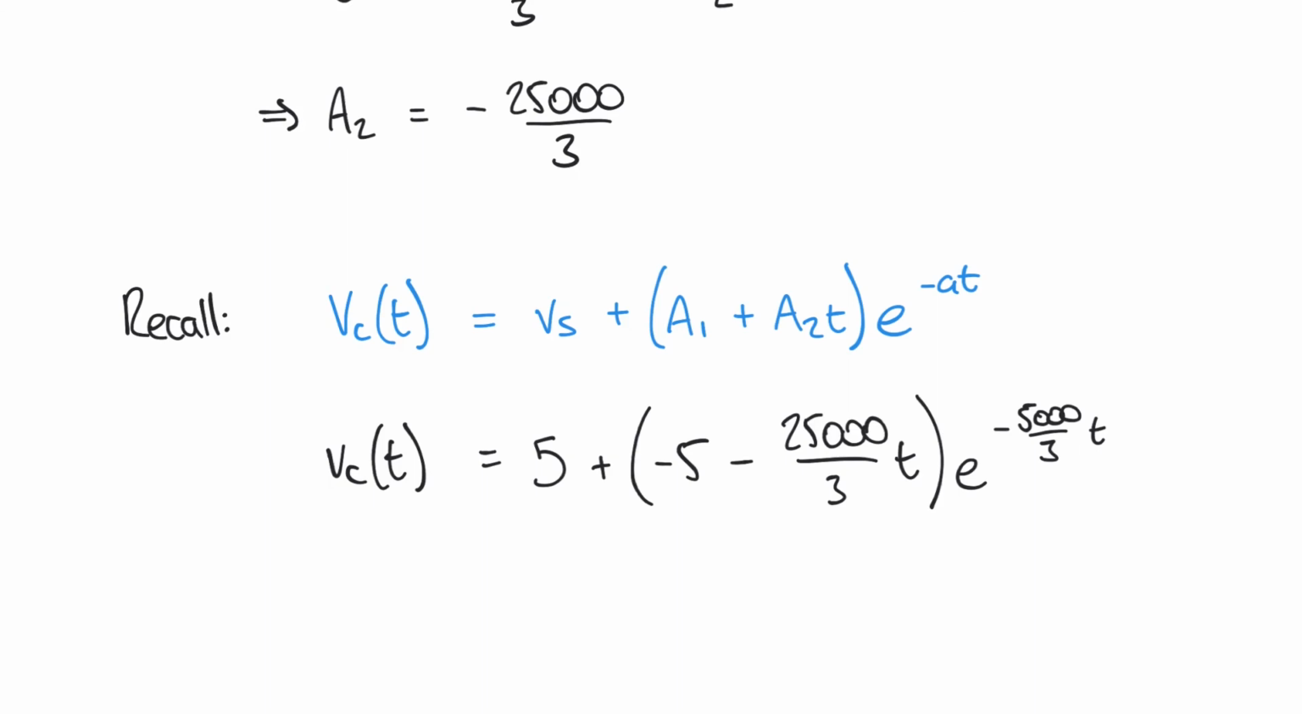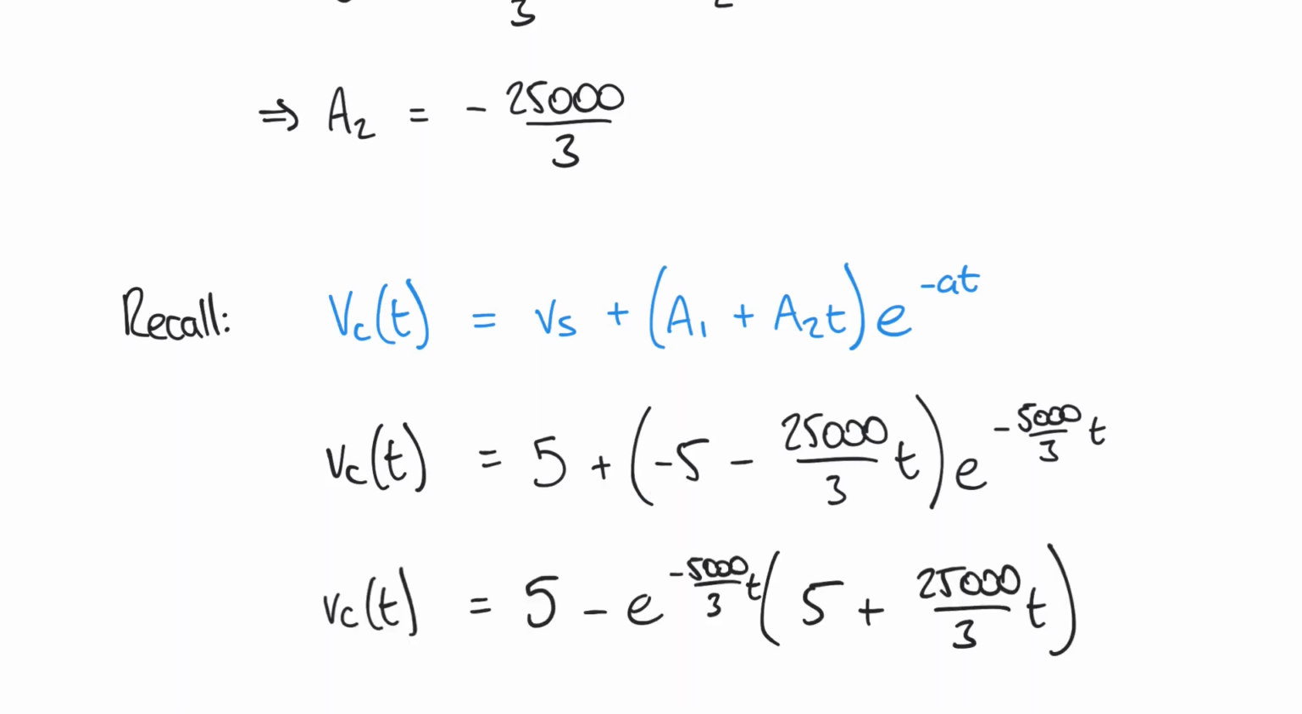I'm going to tidy that up a little bit. You'll notice that both terms inside the bracket are negative, multiplied by the positive exponential term on the end. What I'll do is make the exponential term negative and the terms inside of the bracket positive. That's the same thing, it just, in my opinion, looks a little bit tidier. So now we have VC of t, the output voltage across the capacitor, is equal to 5, that was our supply voltage Vs, minus e to the power minus 5,000 over 3 t, brackets 5 plus 25,000 over 3 t.